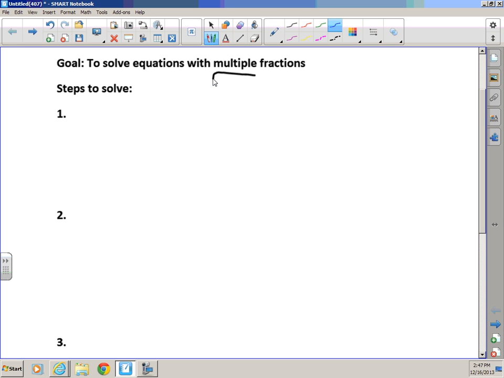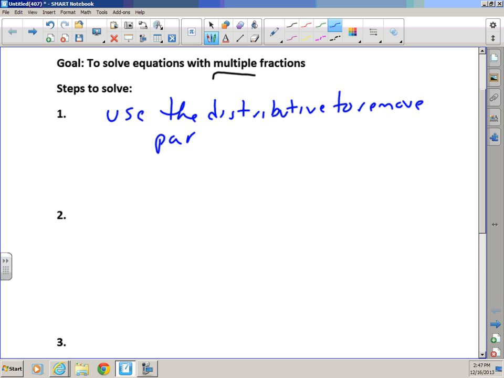Step one is the same first step that will always be used, which is to use the distributive property to remove parentheses.